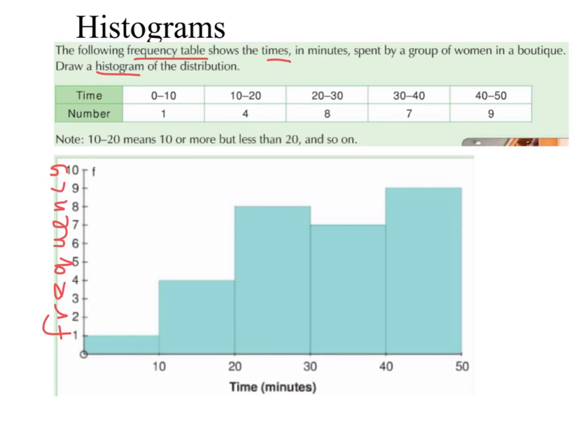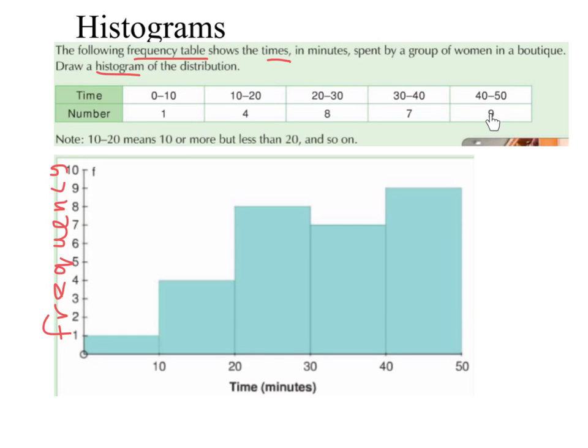So it's very, very important that our bars are all stuck together. There can be no gaps. So in our first interval from 0 to 10, we're going up as far as 1. In our second interval from 10 to 20, we're going up as far as 4. And our third interval from 20 to 30, we're going up as far as 8. And our fourth interval from 30 to 40, we're going up as far as 7. And our fifth interval between 40 and 50, we're going up as far as 9.